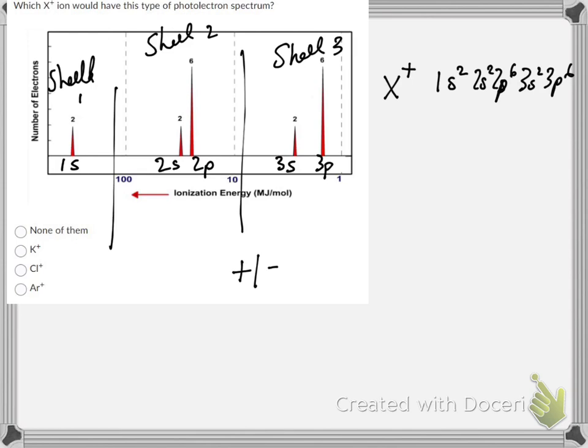Now, the most straightforward way to identify this ion is to use our total charge, which we know is 1.